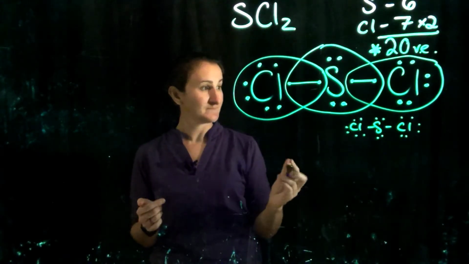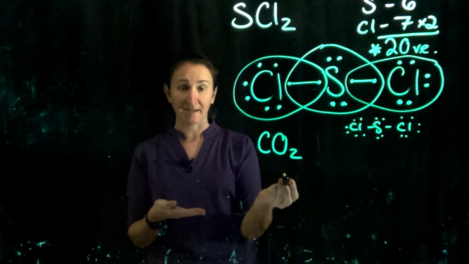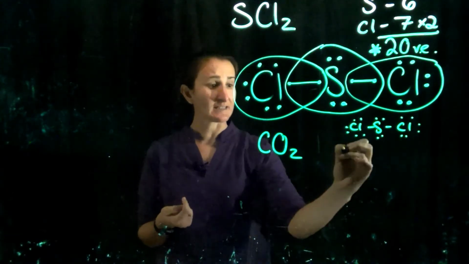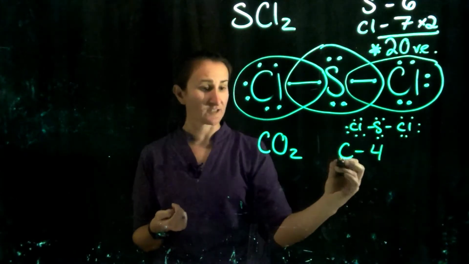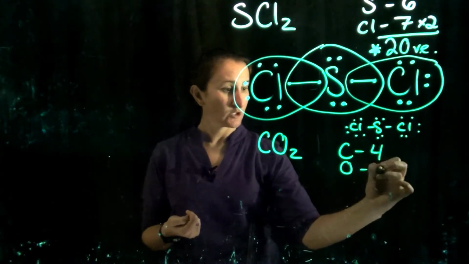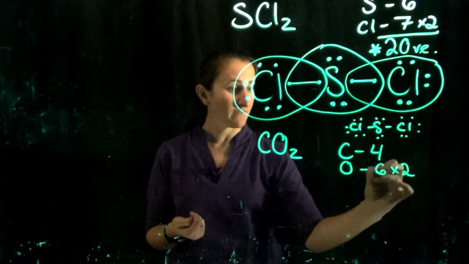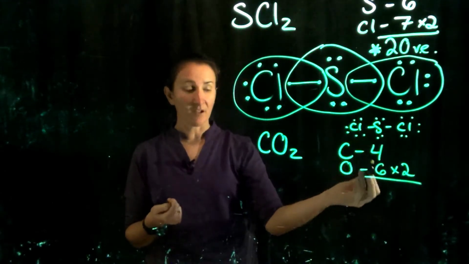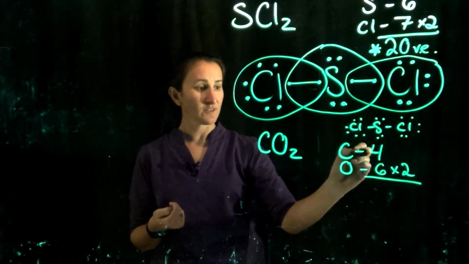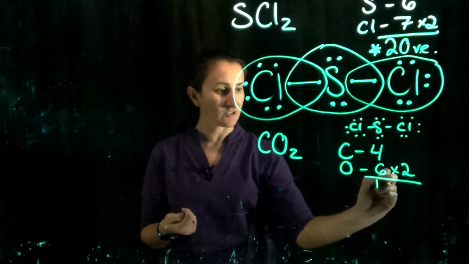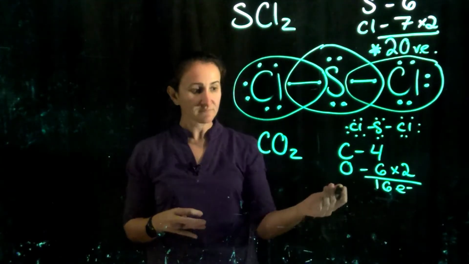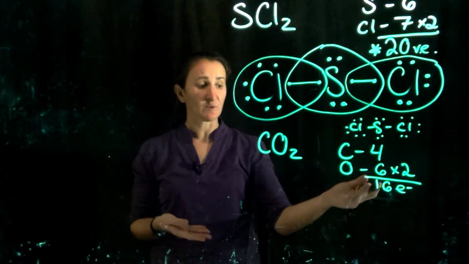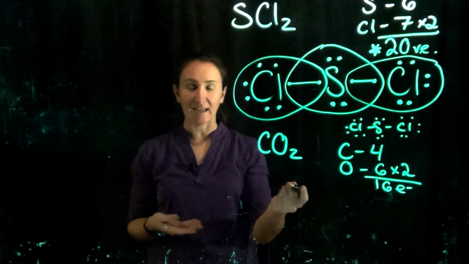Let's do another one. Let's do carbon dioxide. So carbon dioxide has a carbon, which is in group 4, so it has 4 valence electrons, and oxygen, group 6, and there are 2 of them. Which means if I add up all of my valence electrons, I should have 12, 13, 14, 15, 16 electrons on my Lewis structure.